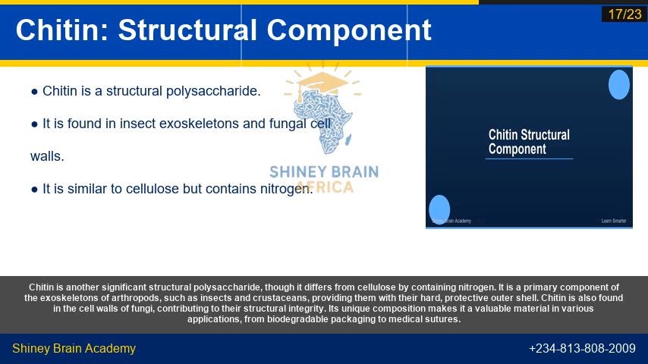Chitin is another significant structural polysaccharide, though it differs from cellulose by containing nitrogen. It is a primary component of the exoskeletons of arthropods, such as insects and crustaceans, providing them with their hard, protective outer shell. Chitin is also found in the cell walls of fungi, contributing to their structural integrity. Its unique composition makes it a valuable material in various applications, from biodegradable packaging to medical sutures.